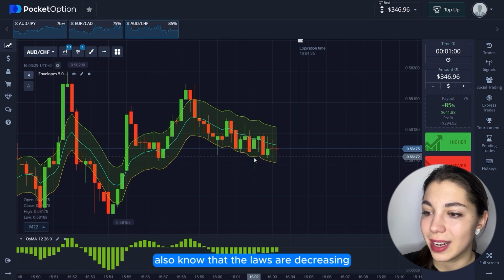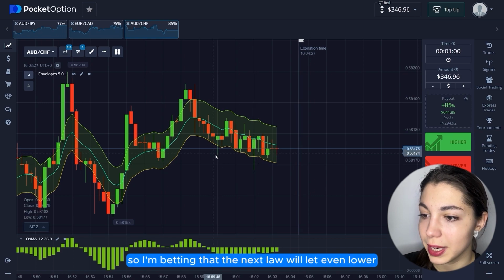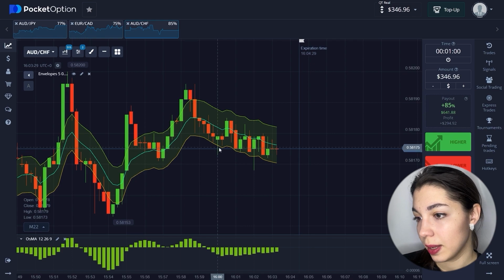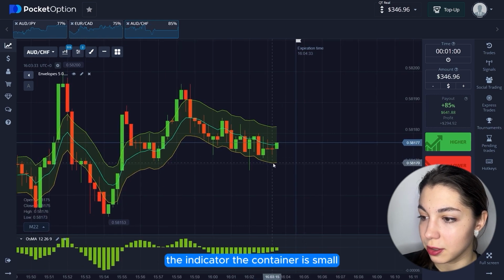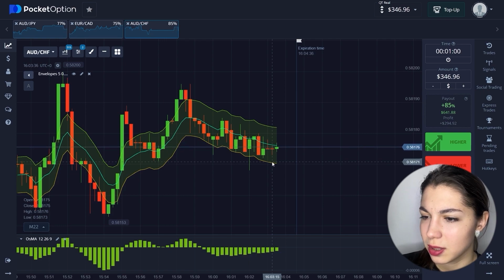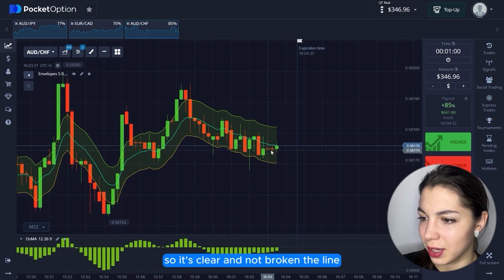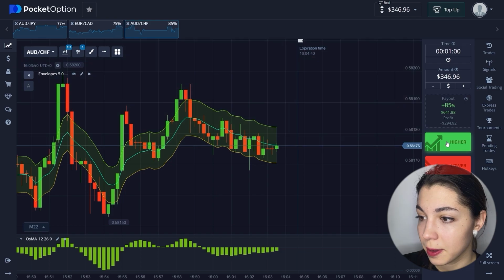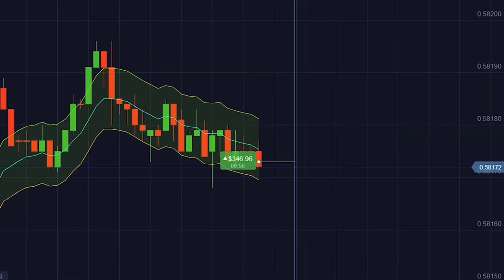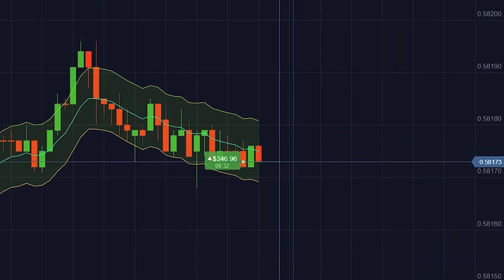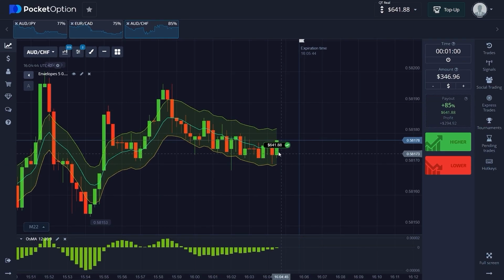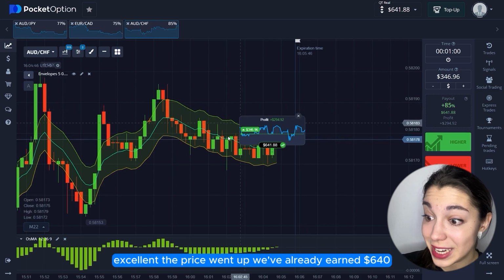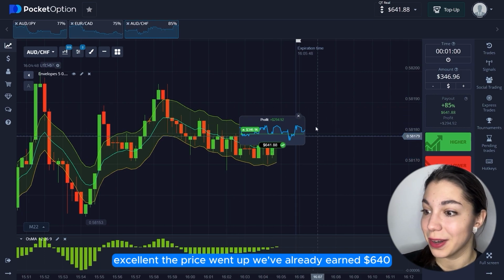Also know that the lows are decreasing, so I'm betting that the next low will be even lower. Also, the price is in the middle of the key indicator. The candles are small, so it's clearly not breaking the line. Let's go for an uptrend. Excellent! The price went up. We've already earned $640.